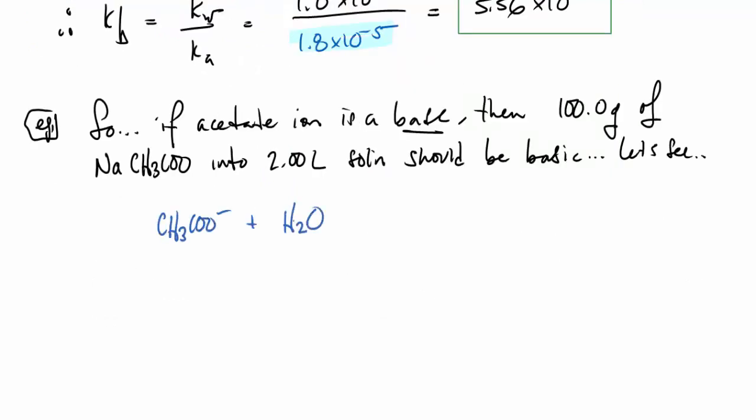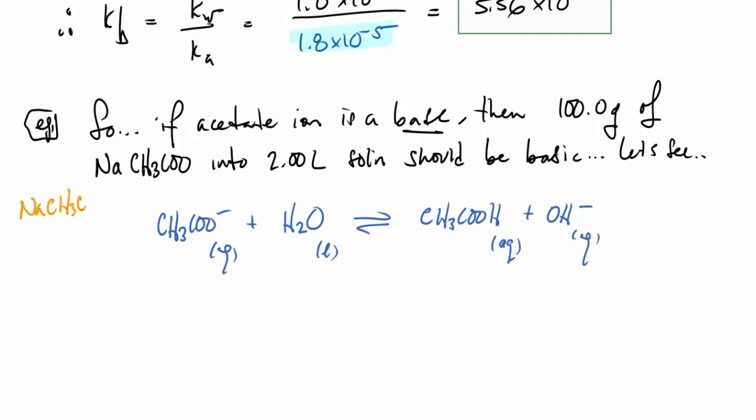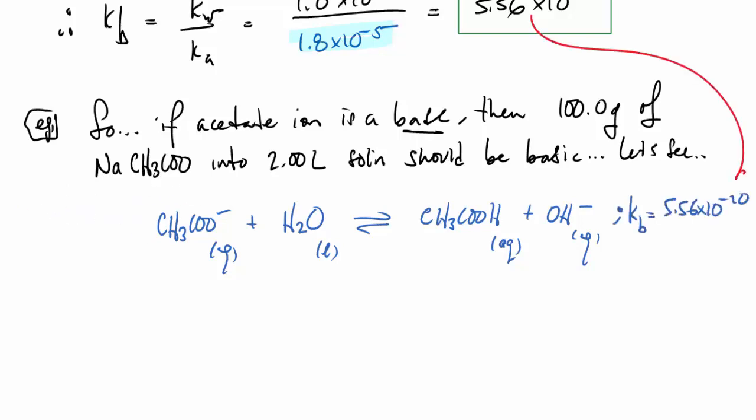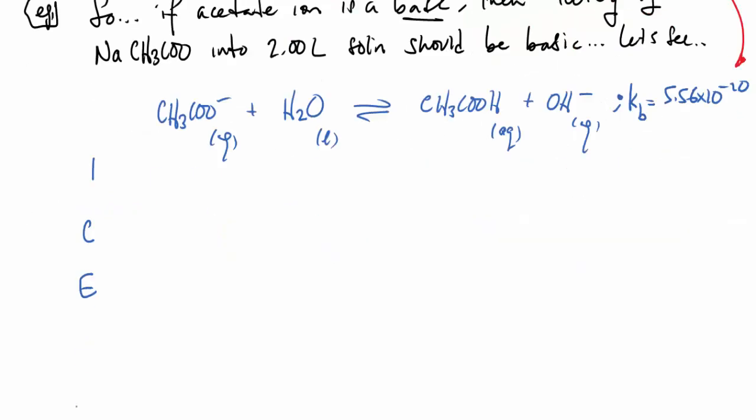So here we have the acetate ion reacting with water, back and forth, making the acetic acid and hydroxide. So there's acetate ion acting as a base. Its Kb we had from above. So how did we get the acetate ion? We'll just put our sodium acetate dissociating there. So Kb is 5.56 by 10 to the minus 10 from the previous problem.